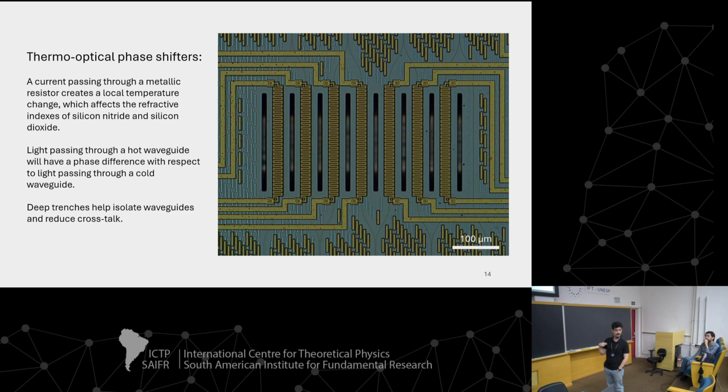But we want to take a step further and move on from thermal optical modulators and go to electro-optical modulators. And for this, we need to be able to, by applying a voltage, change the refractive index of the material. There are some platforms to do that.